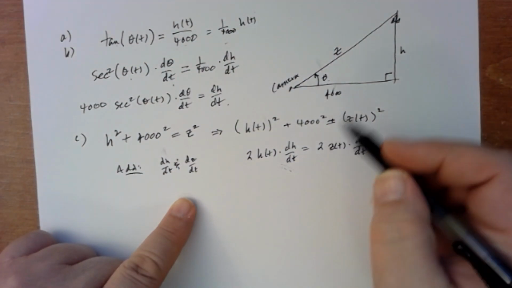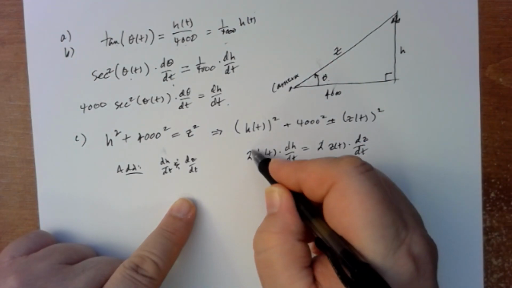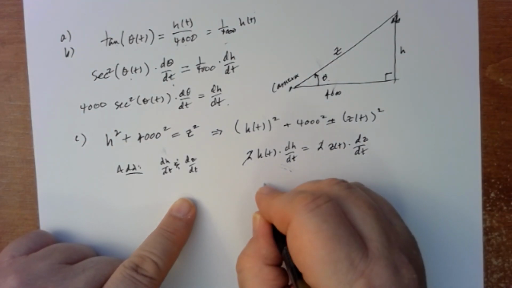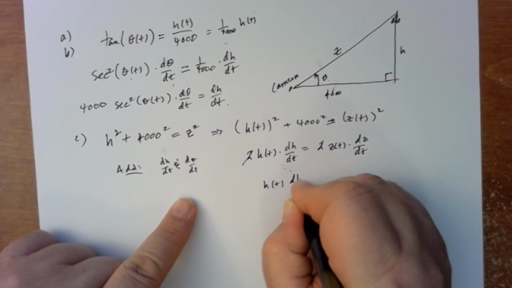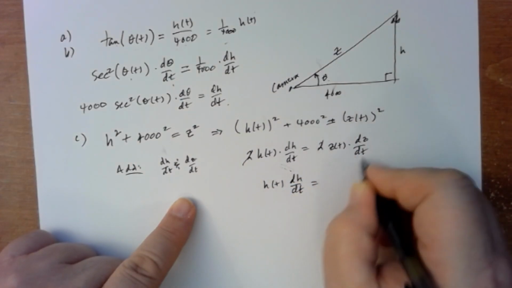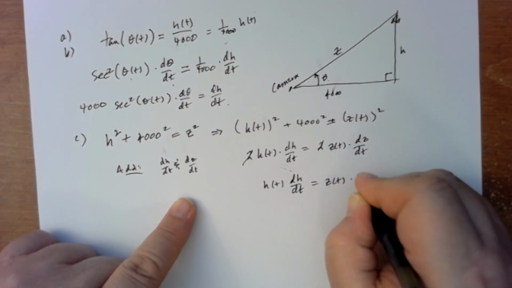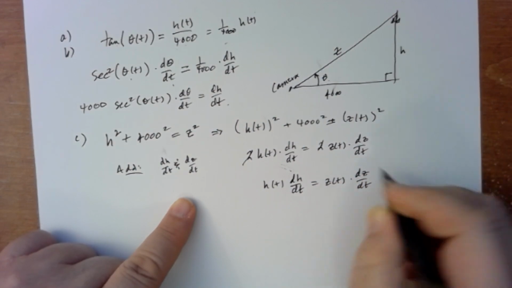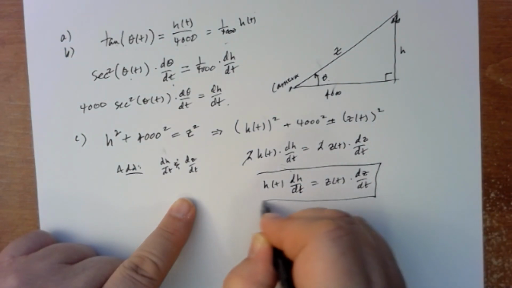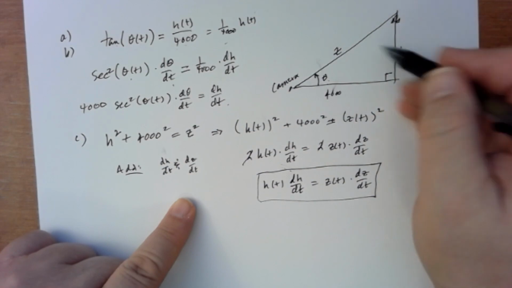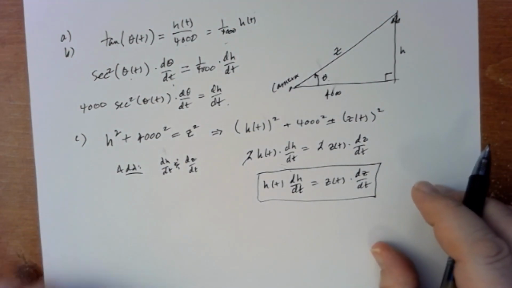And you know, we might as well simplify a little bit more. The 2's would cancel out, and so you're just left with h of t times dh over dt is equal to z of t times dz over dt. Good. So this is now our relationship between the height and the distance to the camera. Good.